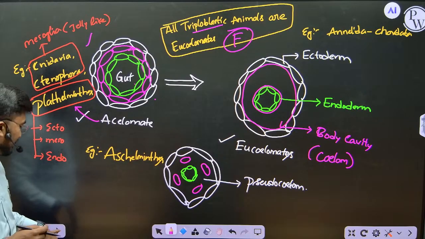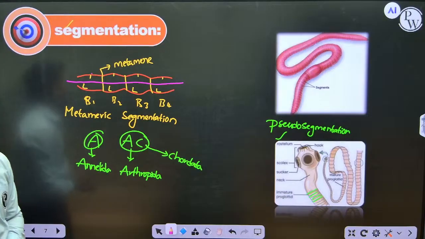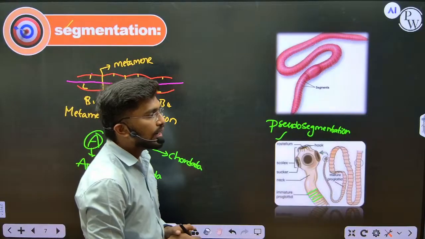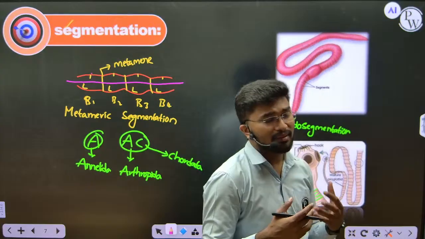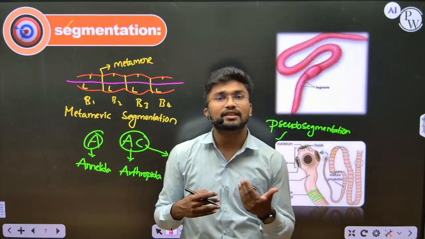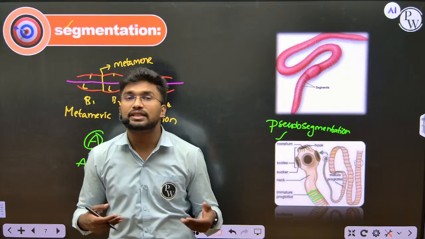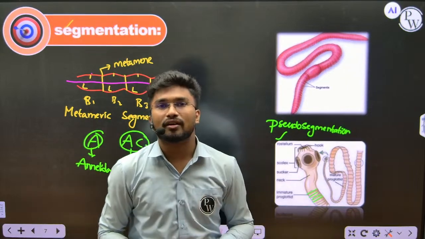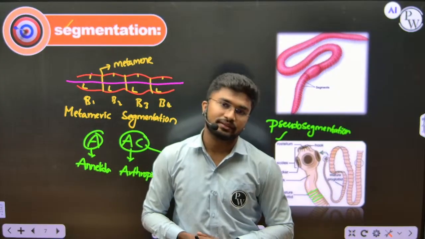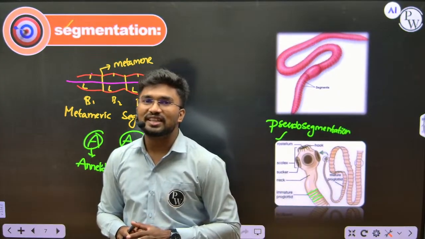Later, what did we study? We studied segmentation. Animals that have segments, both externally as well as internally, that is called metamerism or metameric segmentation. Each segment we call a metamer. Segmentation is noticed in which phyla?